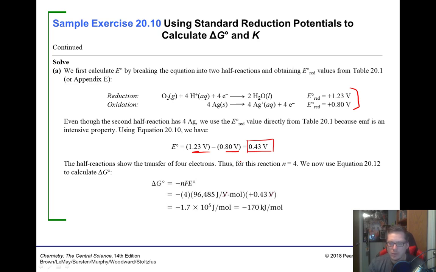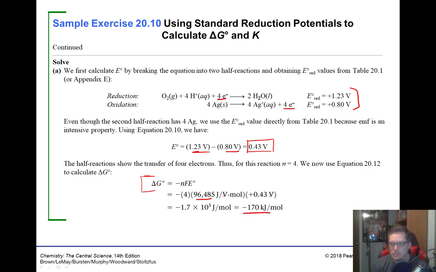Okay, we can take that value and plug that into our new equation we just learned for Gibbs free energy. Delta G equals negative nFE. The 0.43 is our E. F is Faraday's constant, the 96,485. And then the negative n value, remember the n is the number of electrons, and there are 4 electrons being transferred in this reaction, so there would be 4. Multiply that all out, and we get this.